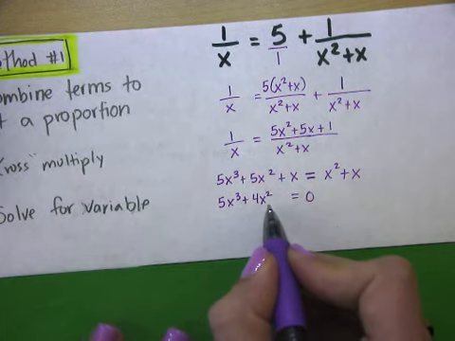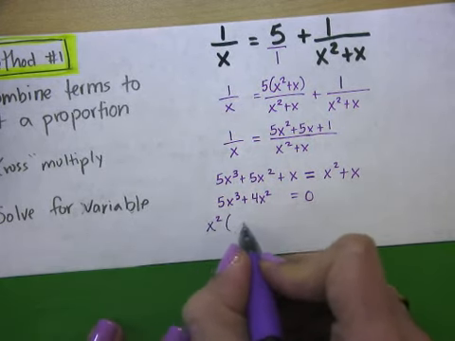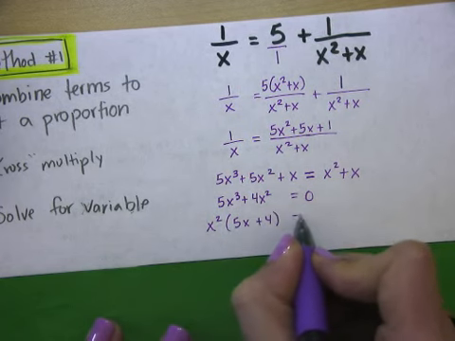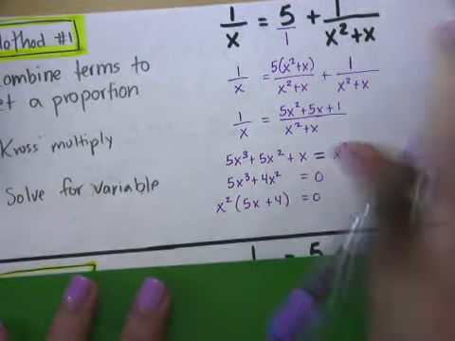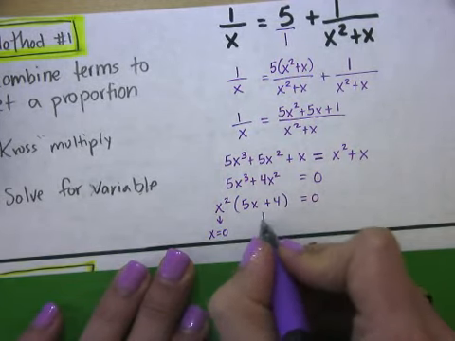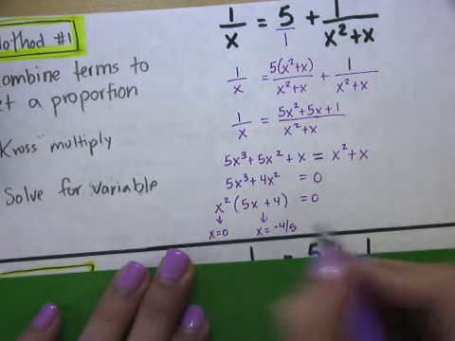And there I'm left with a cubic, so I'm going to see if I can factor this. I can take an x squared out of both terms, which leaves me with 5x plus 4. Now I can set my factors equal to 0. If I set this equal to 0, I'd get x equals 0. And if I set this equal to 0, I'd get x equals negative 4/5.